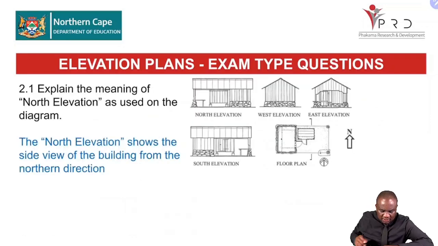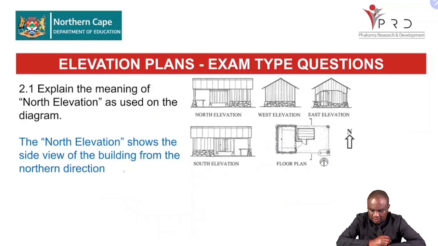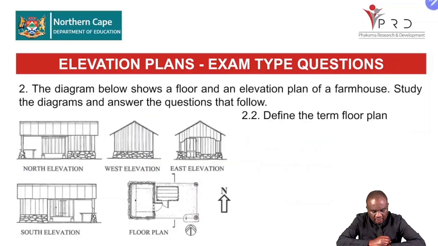Right, north elevation. The north elevation shows the side view of the building from the northern direction. From the northern direction. That's the north elevation. Okay? Right. Define the term floor plan. Let's do that in 1 minute. What is a floor plan?